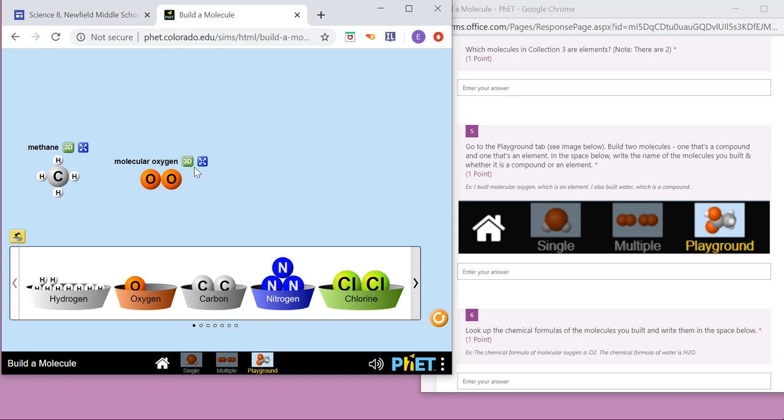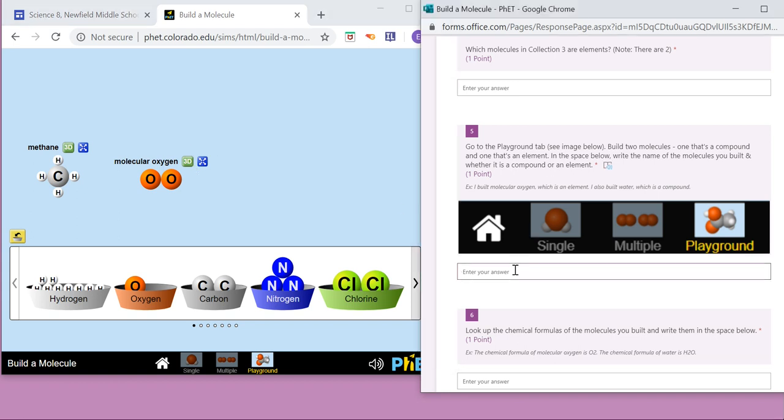For example, I put 2 oxygen atoms together and built molecular oxygen, and I combined 1 carbon atom and 4 hydrogen atoms to make methane. In the answer space, I would write, I built molecular oxygen, which is an element, and I built methane, which is a compound.